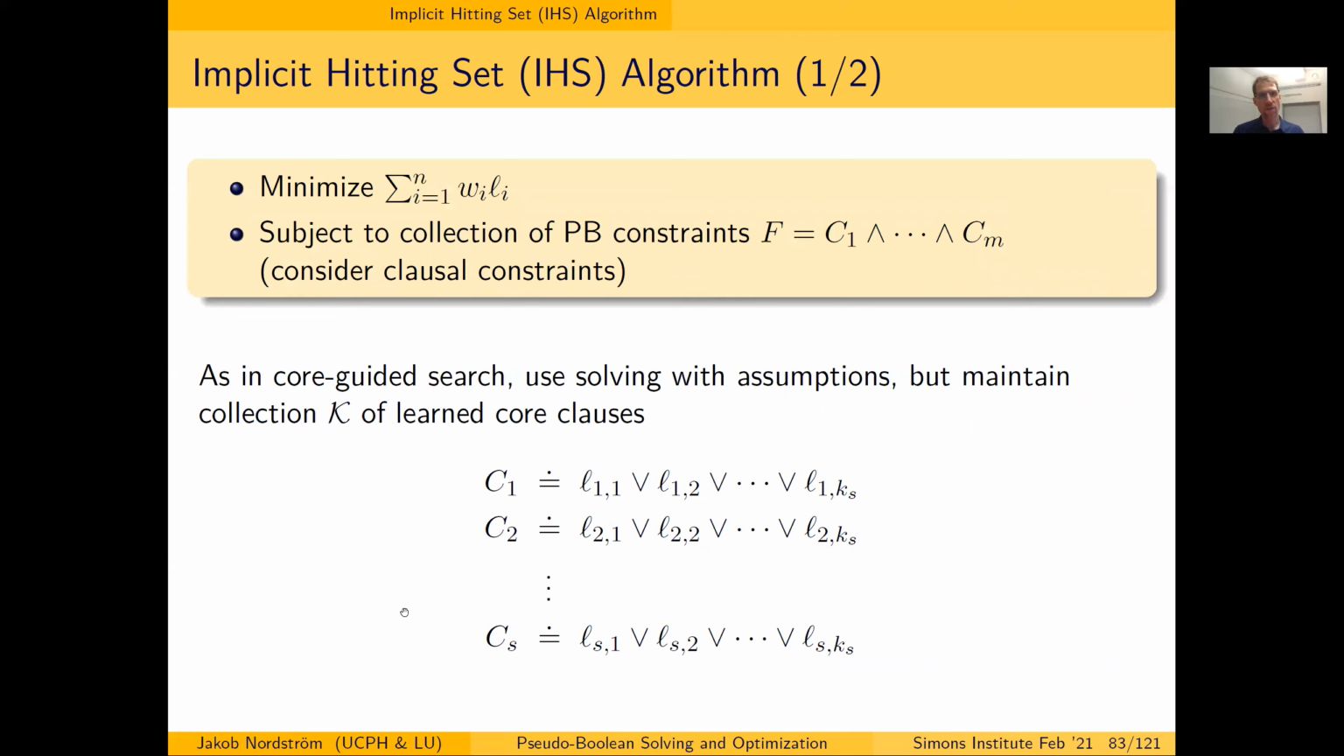Now the third and final approach I want to talk about, I'll do it more briefly, is the so-called implicit hitting set algorithm. Again, recall that we have this generic setting. We want to minimize the sum for i from 1 to n of w_i l_i for literals l_i, subject to some collection of pseudo-Boolean constraints. And since we're coming from max-sat, again, let's think of these as clausal constraints. Let's think of these l_i as blocking literals.